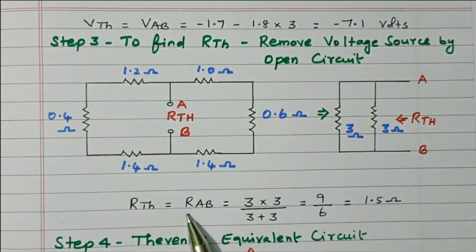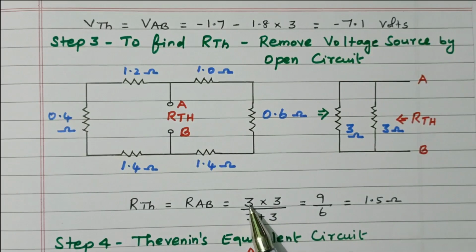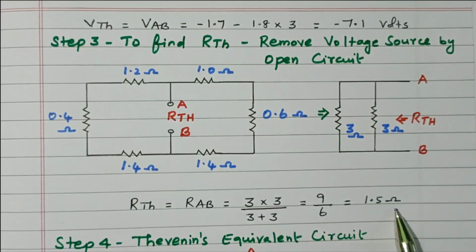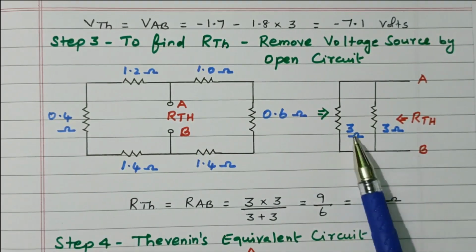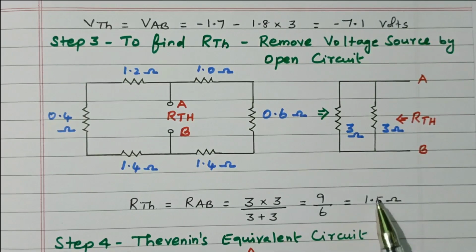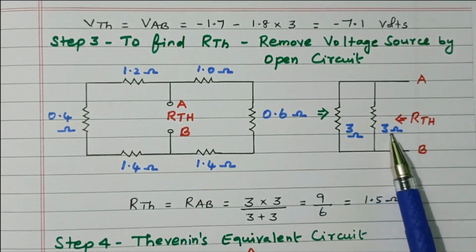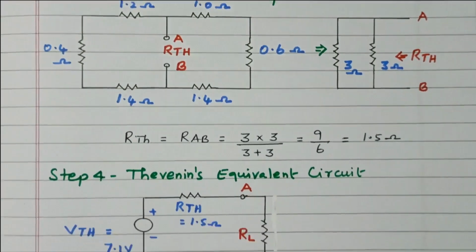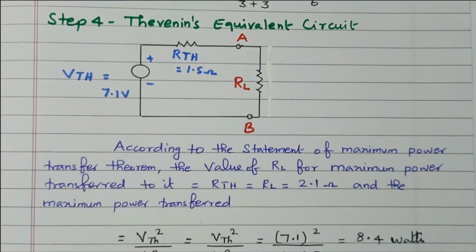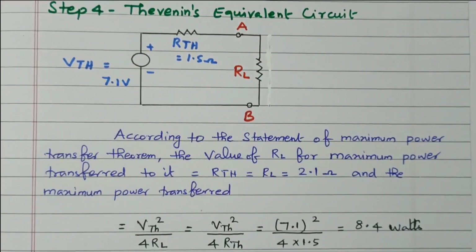So RTH, RAB equal to R1 into R2 divided by R1 plus R2. 3 into 3 divided by 3 plus 3. That is 9 by 6. It is 1.5 ohm. If both resistors are equal, we will get half of the value, 1.5. Directly also you can write, 3 ohm and 3 ohm connected in parallel means half of the value, 1.5 ohm. Now we got the V Thevenin value as well as the R Thevenin value. We can draw the Thevenin equivalent circuit.